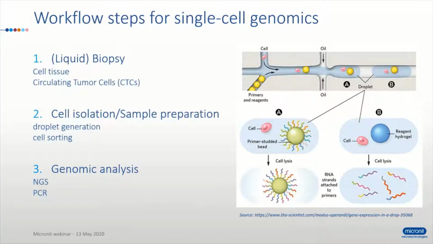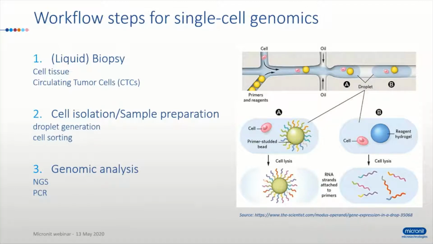The second step, and I'll address that a bit more in detail, is how can you prepare this sample and how can you isolate the cells of interest? So which cells do you really want to look at and how can I get them out of this biopsy or tissue? For that, you can use technologies like droplet generation and cell sorting. And last but not least, of course, is the analysis itself. Once you have been able to isolate the cells of interest, you want to analyze them very accurately on a single cell level. And as mentioned, you can use techniques like NGS or PCR-based techniques, which are also commonly used in genomics applications.